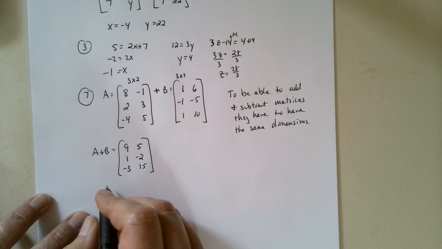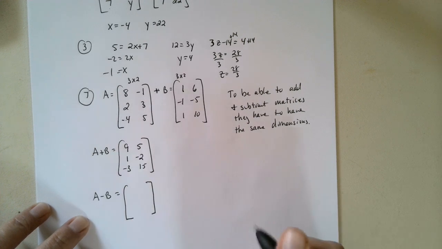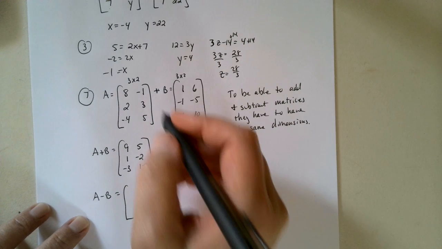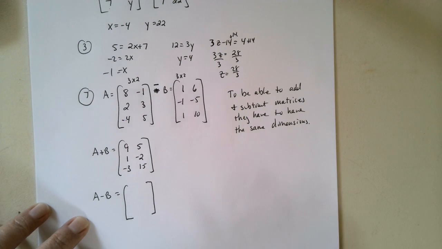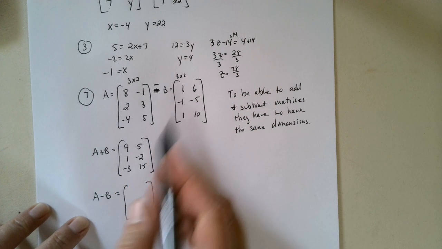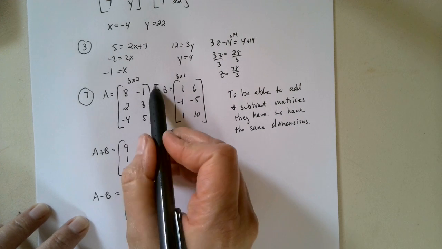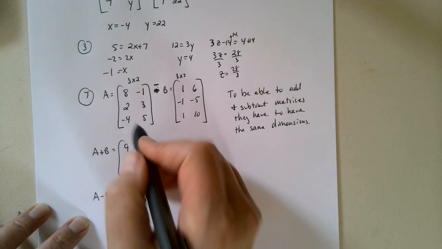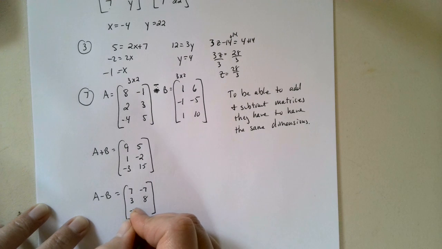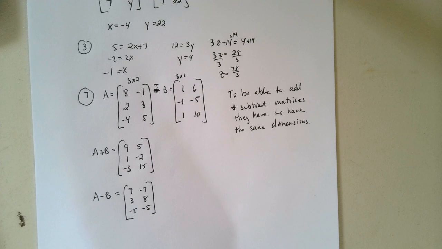Now, if we want to subtract the two matrices, again, they are the same size, so we can do that. I'm going to go up here and mark this out just so I don't have to rewrite it all. And this time we're going to subtract. So 8 minus 1 is 7. -1 minus 6 is -7. 2 minus -1 is 3. 3 minus -5 is 8. -4 minus 1 is -5. 5 minus 10 is -5. So 7, -7, 3, 8, -5, and -5.